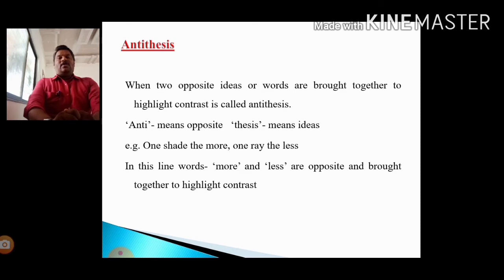Once again, I would like to tell you what is antithesis. When two opposite ideas are brought together to highlight contrast, that is antithesis.